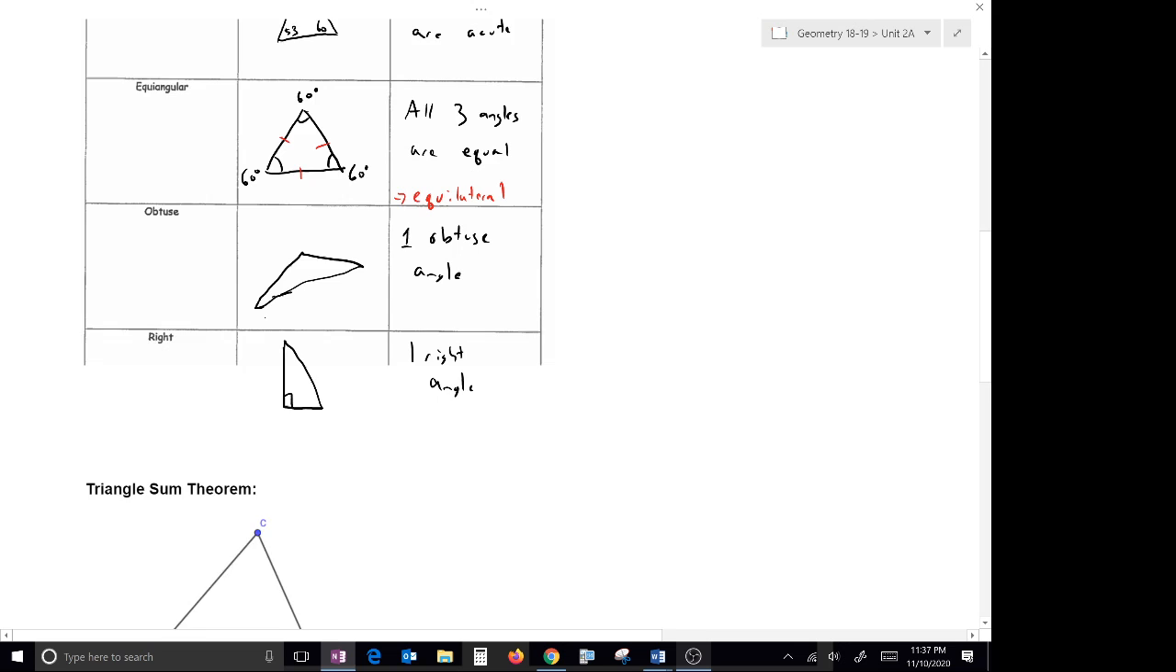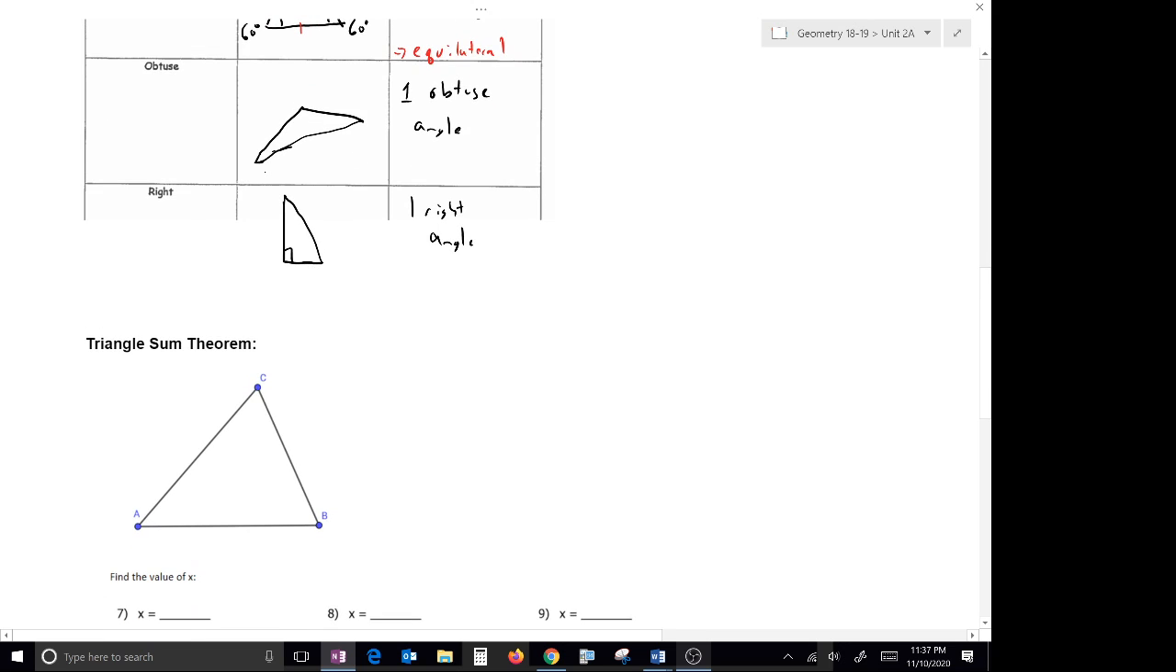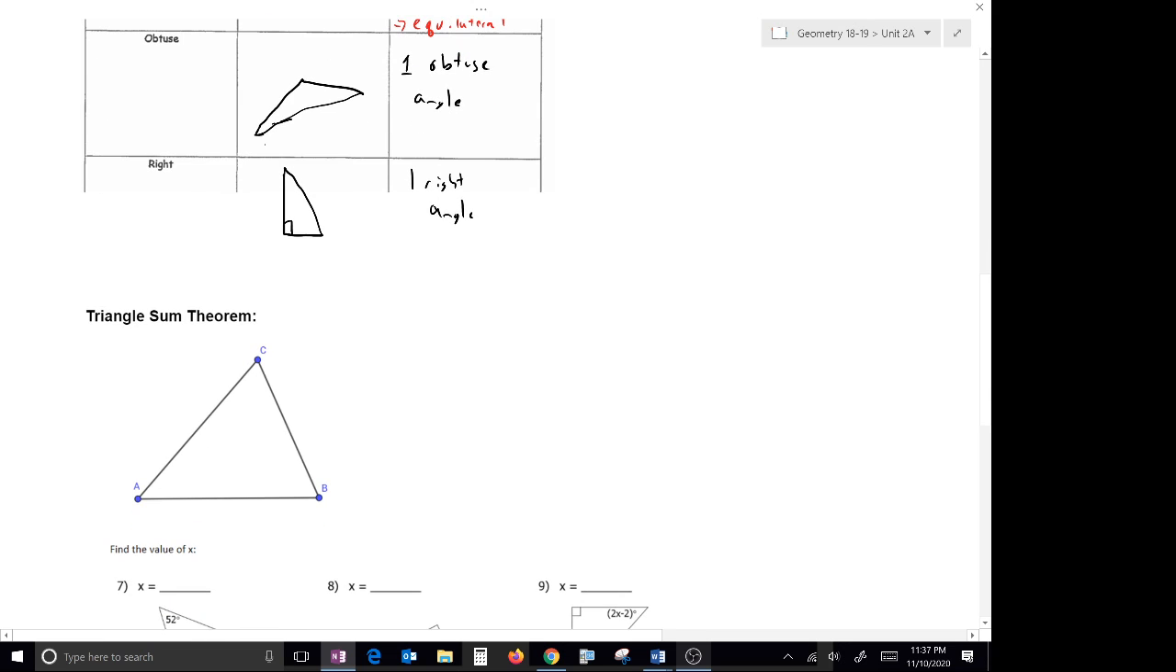Today we're going to talk about the triangle sum theorem, which I've alluded to a little bit, which simply states that all three angles in a triangle add to 180 degrees. And there's a link here on your notes. You can click on that to go to a GeoGebra.